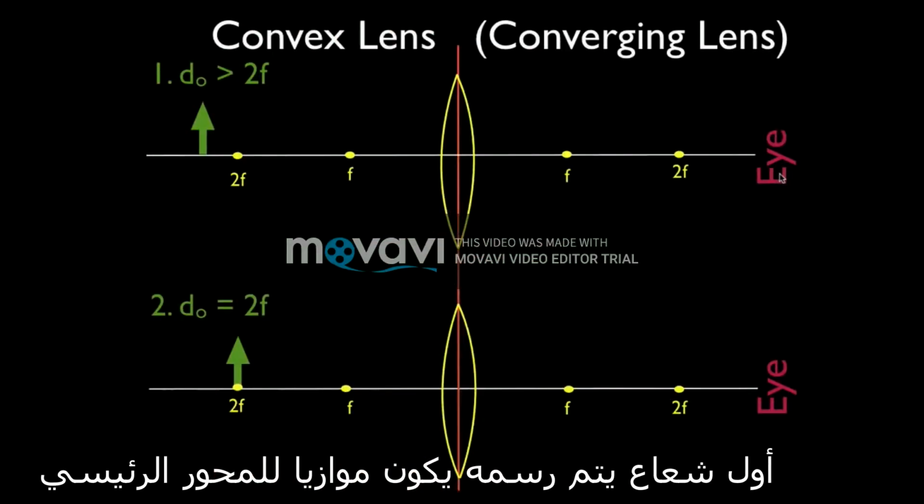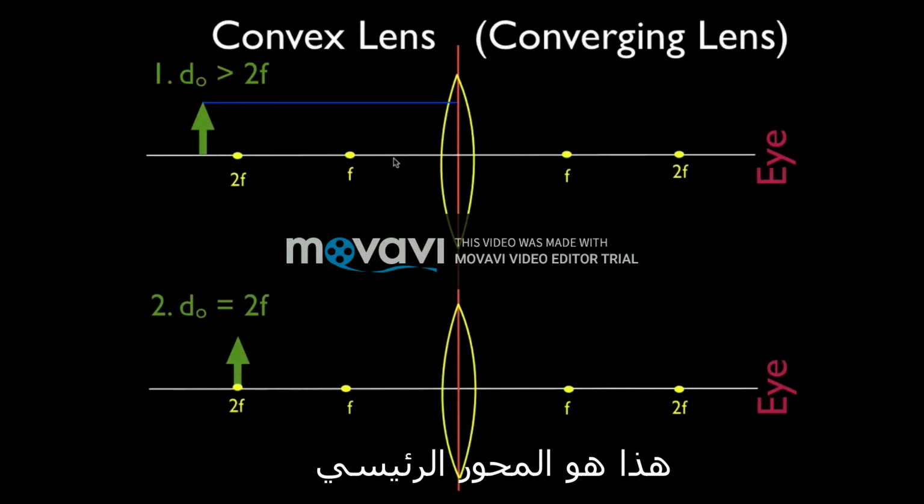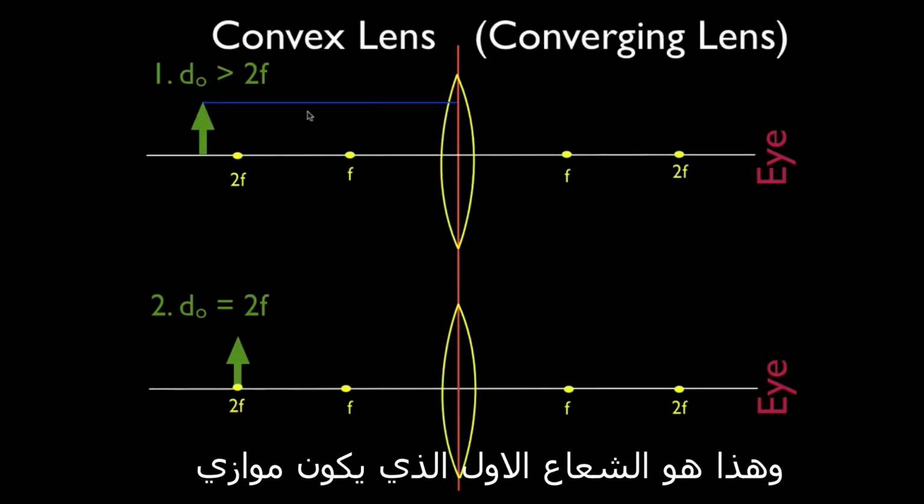The first ray we draw is the parallel ray. It enters the lens parallel to the principal axis. So once again, this is the principal axis, this is the first ray. You can see those two are parallel. We draw the first ray parallel.